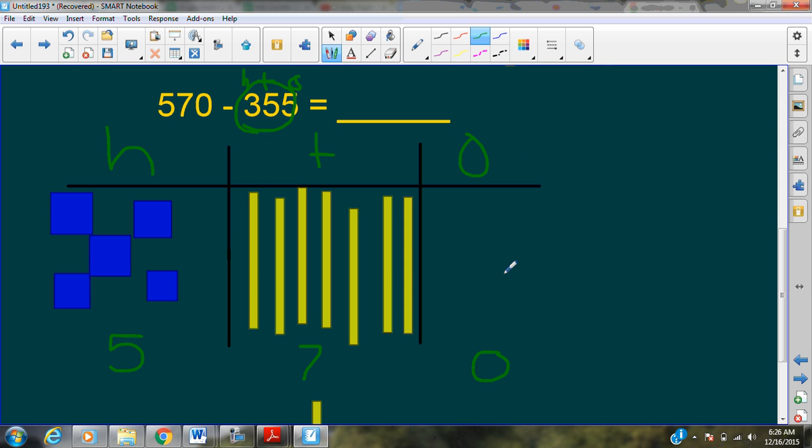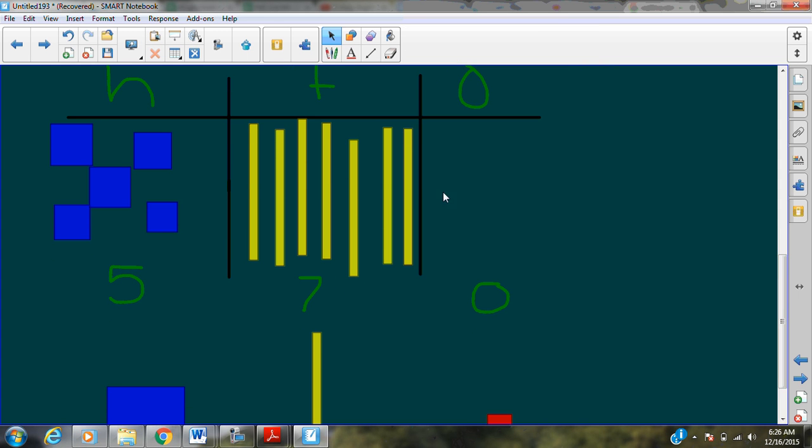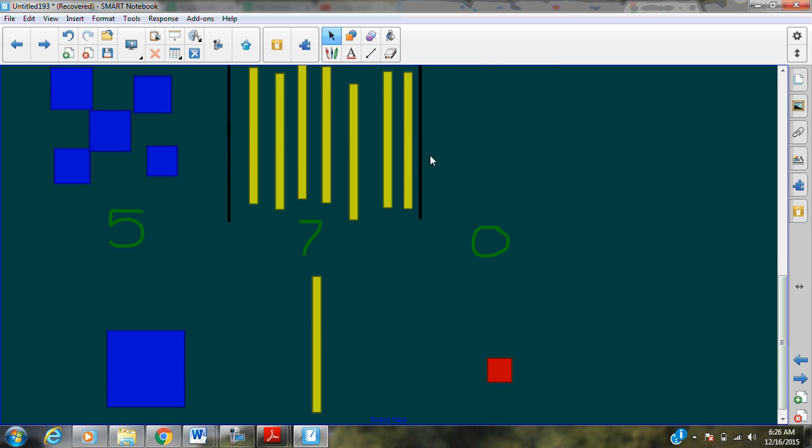If I look at my ones column, I'm supposed to take away 5, but I don't have 5. So this is where the regrouping, renaming, or trading comes in to help us. A lot of students would just take 5 minus 0, but you can't do that because you're starting out with 0. You have to start out with the whole number 570. So I'm going to take 1 ten and trade it for 10 ones. This is called regrouping.